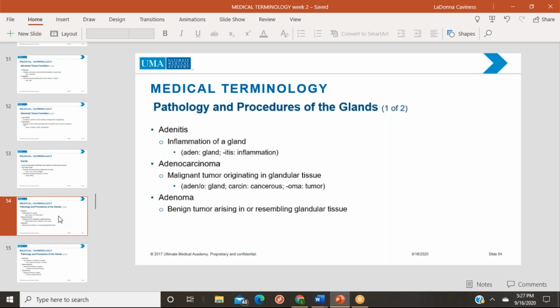Adenocarcinoma. Whenever you see that medical term carcinoma, it refers to malignancy, so it is not benign. It refers to a malignant tumor. Adenocarcinoma, malignant tumor originating in the glandular tissue. And here's a breakdown of adenocarcinoma. ADEN, with your combining vowel O, means gland, CARCIN means cancerous, and OMA means tumor. Adenoma, when you see this term, this refers to a benign tumor arising in or resembling glandular tissue. So adenoma refers to a benign tumor. Adenocarcinoma, remember, whenever you see that carcinoma, that is a malignant tumor.